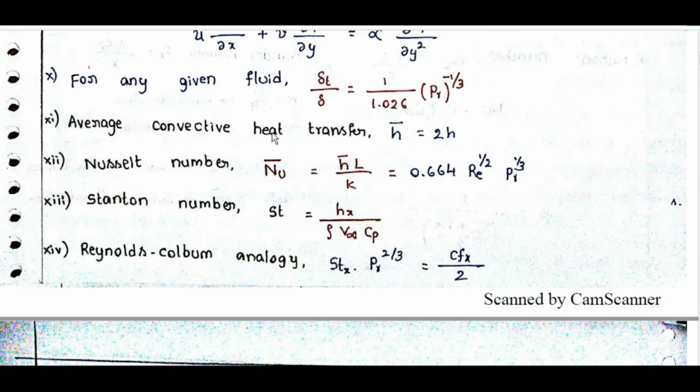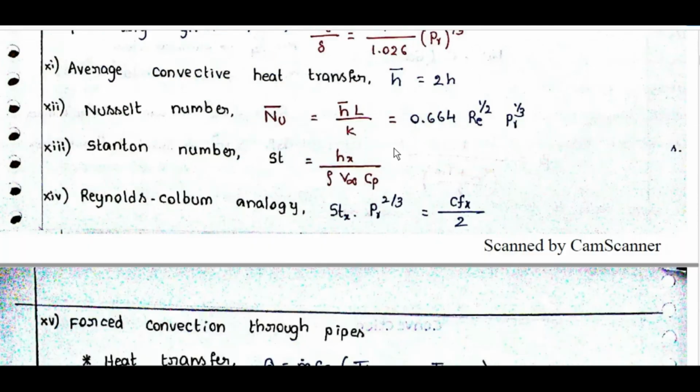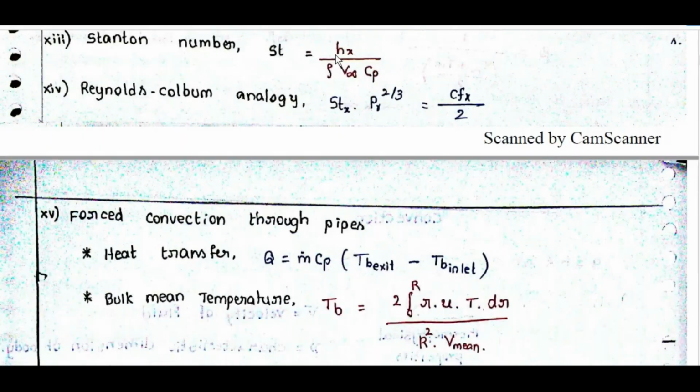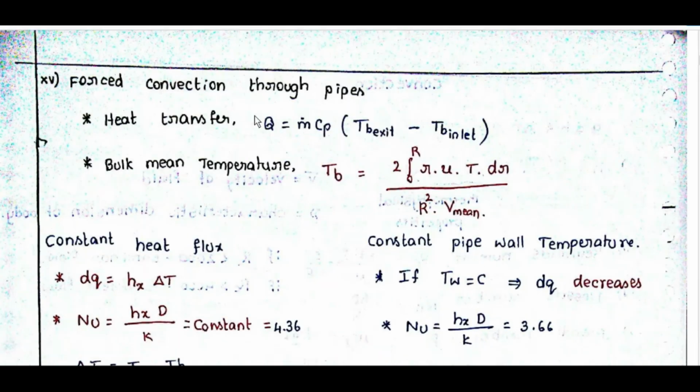Average convective heat transfer coefficient h bar is equal to 2h. Nusselt number Nu bar is equal to h bar L by K is equal to 0.66 Re power half Pr power 1 by 3. Stanton number St is equal to hx by rho V infinity Cp. Reynolds-Colburn analogy: Stx Pr power 2 by 3 is equal to Cfx by 2.